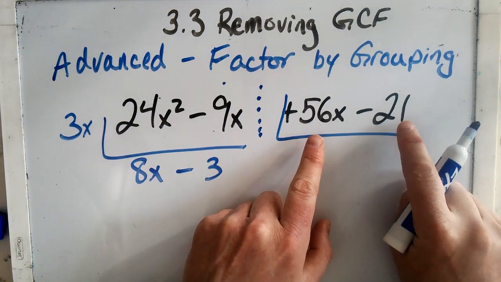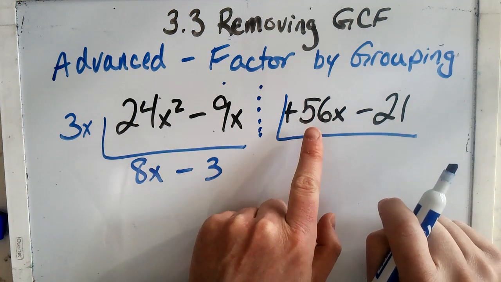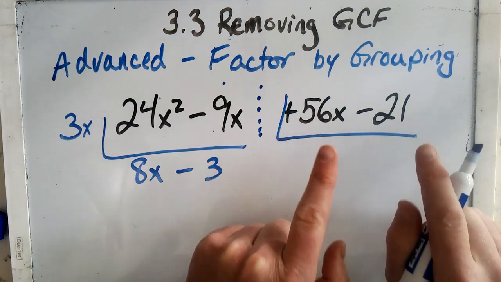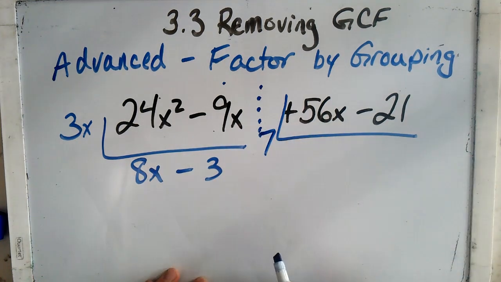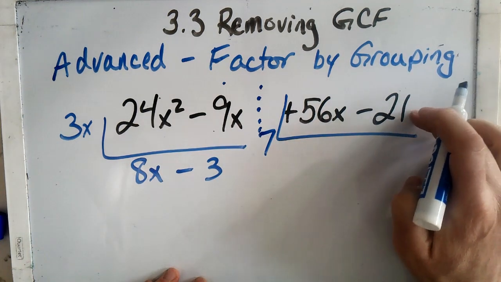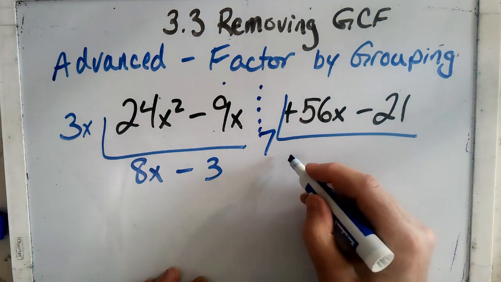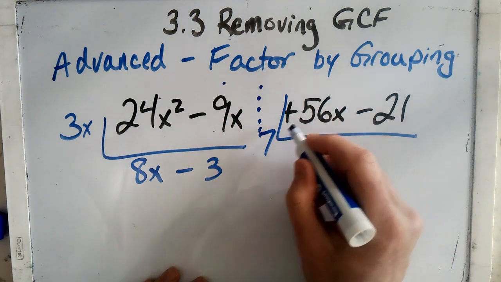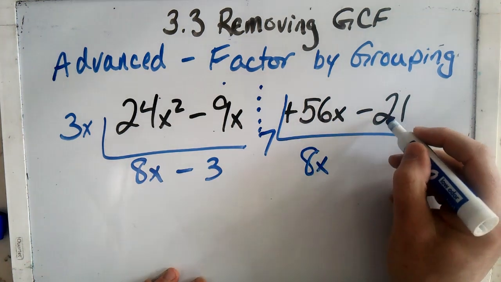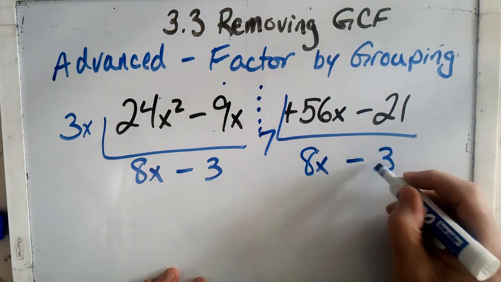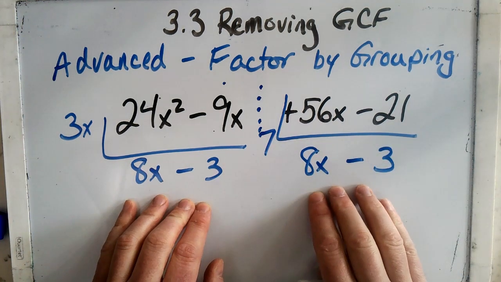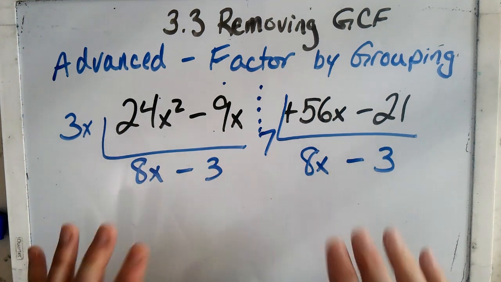2 doesn't go into this one, 3 doesn't go into this one, 5 doesn't go into either, but 7 goes into both. I can't take out an x because there's no x on that term. So 56 divided by 7 is 8x, 21. Double check that the binomials are the same. They should match if you've done it correctly.